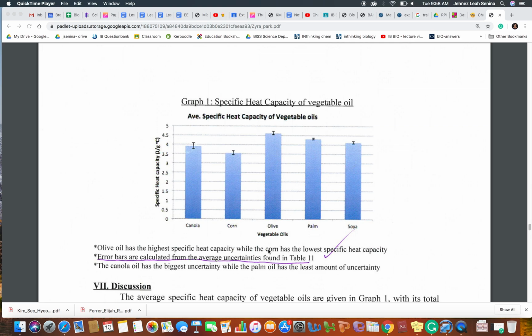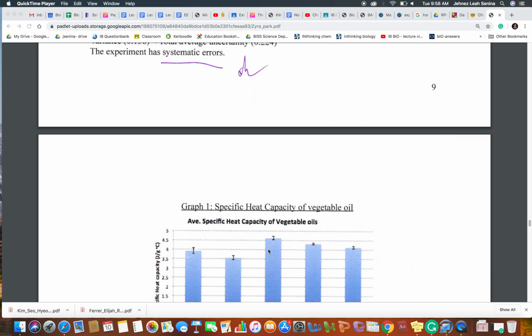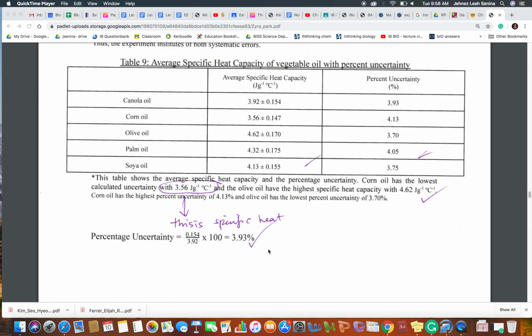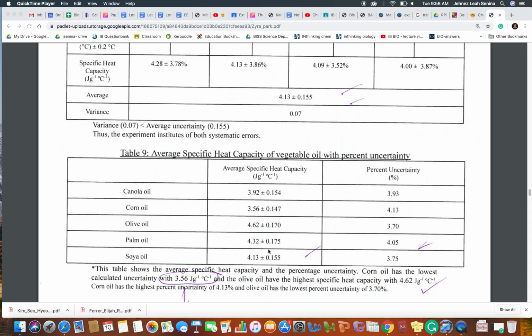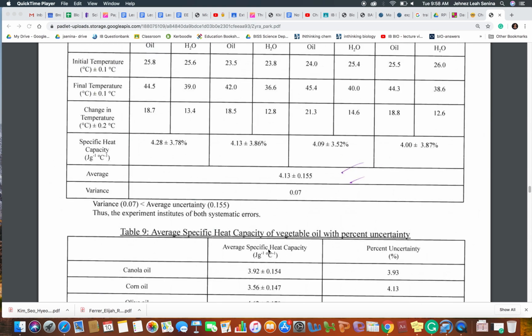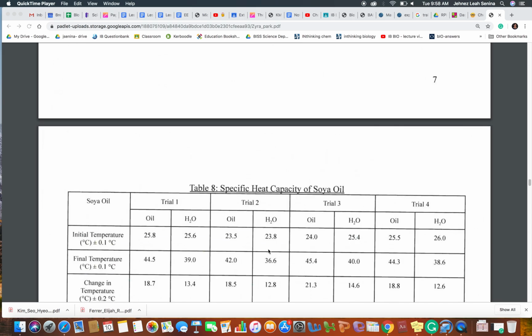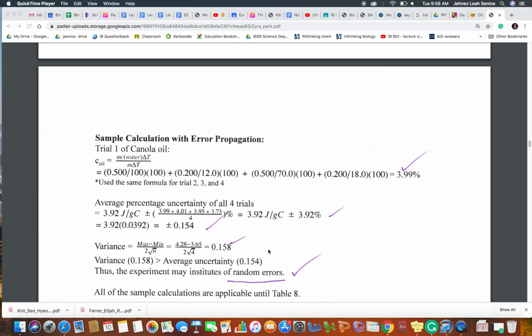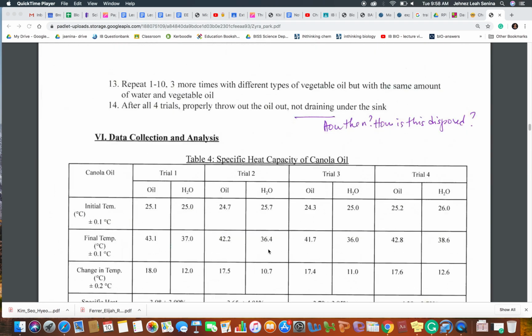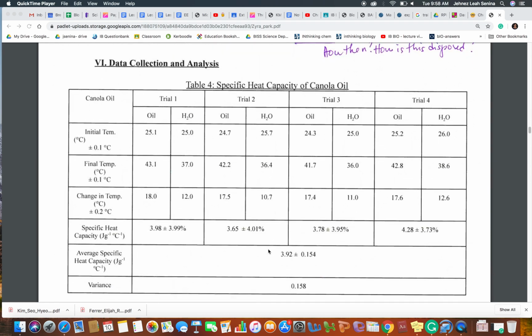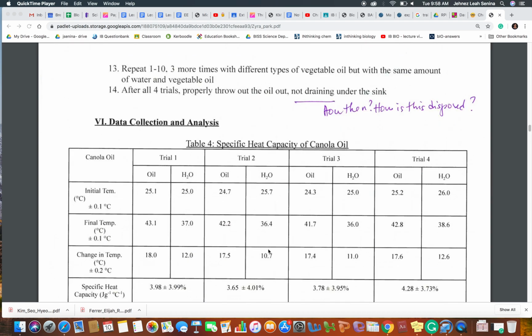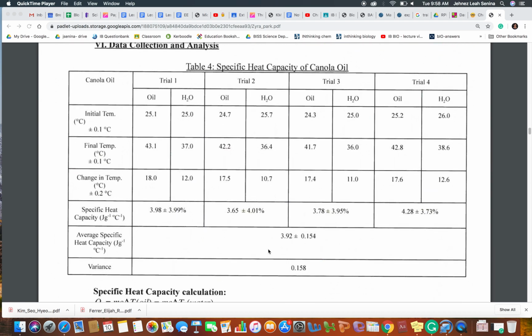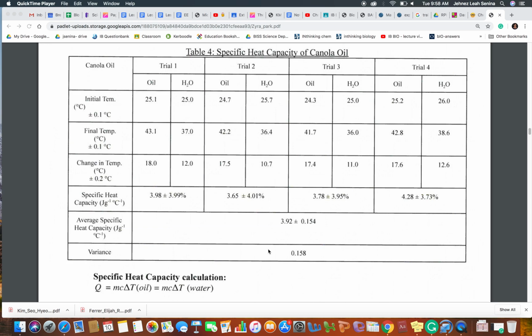Now, let's look at what are the errors though when she was experimenting, what are the errors she generated, and what are the errors she propagated when she did her calculation. So let's look at table 1. Okay. So, table 4, not 1, sorry. Table 4 here, this is specific heat capacity of canola oil.